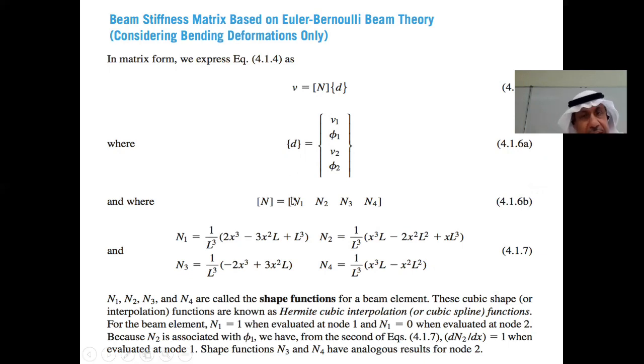Okay, N1, N2, N3, N4. N1 is this, N2 is this, N3 here, and N4. Okay, very good. So now we know the deflection. What do you think we'll do next? We want to derive the stiffness.